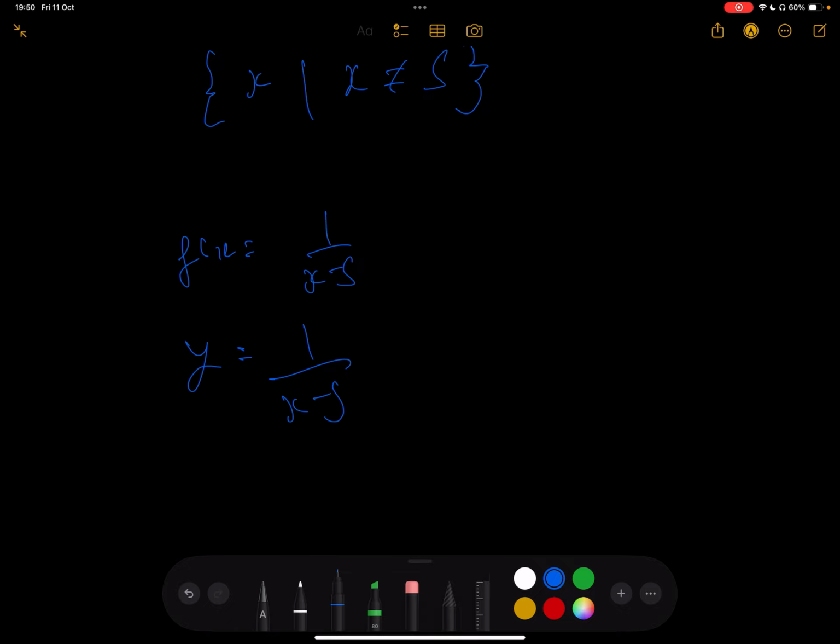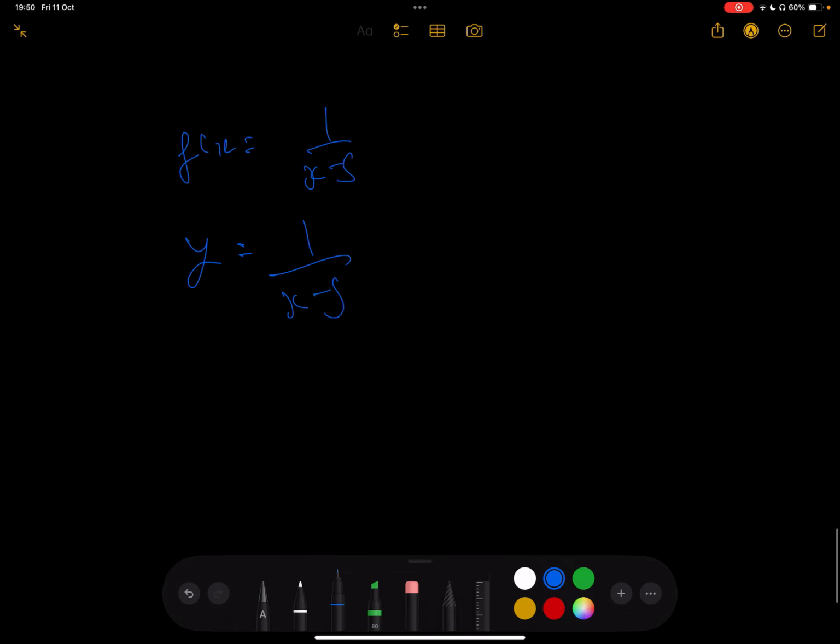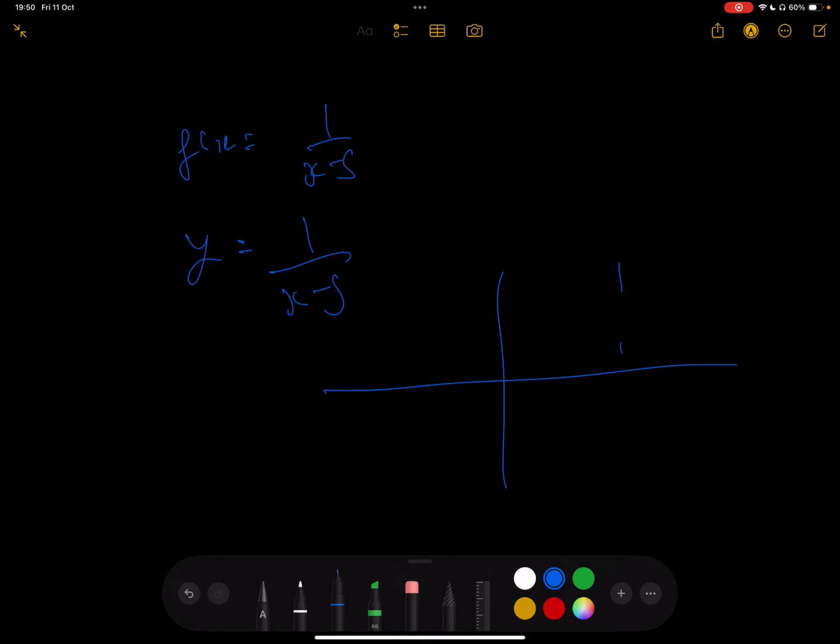So for this to be 0, it's impossible. Well, why? Because what does this function actually look like? Well, it looks like this. It will have an asymptote at 5, and it'll be like this.